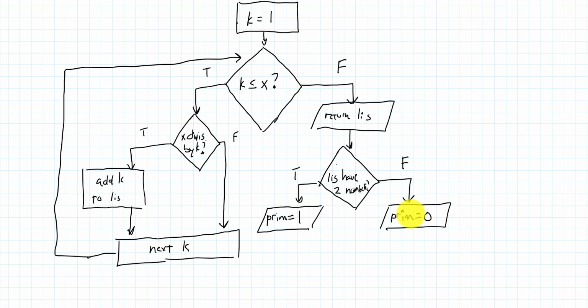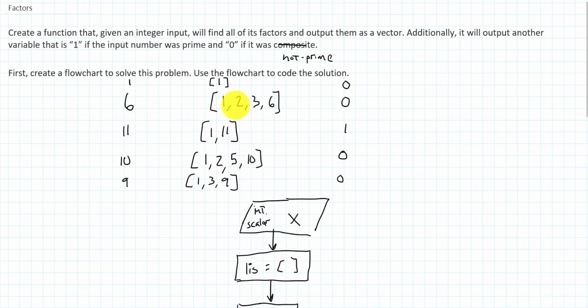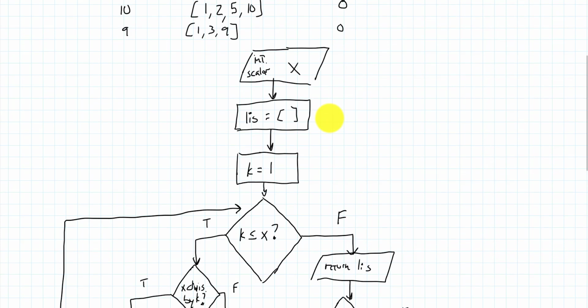So for the case of 1, our algorithm does work if we strictly require the list to have exactly 2 numbers. Then if it has 1, it's not prime. If it has more than 2, it's also not prime. Let's go through our example of 6 just to make sure it works in the flowchart.